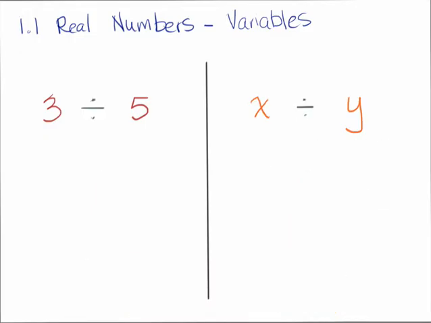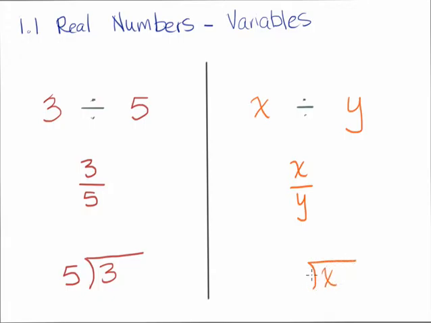And now a comment about division. 3 divided by 5 can be written like this, 3 divided by 5, or we can write 3 over 5. The fraction 3/5 means the same thing as 3 divided by 5. Likewise, with variables, x over y means x divided by y. I can also write 3 divided by 5, or x divided by y.